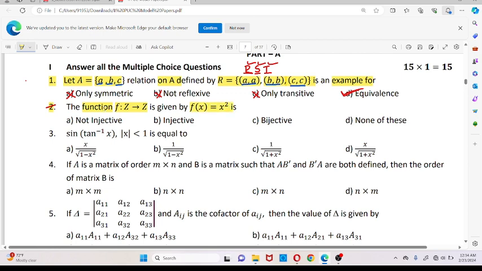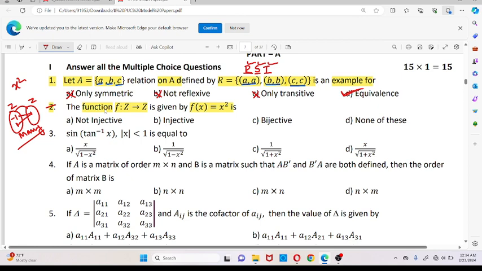Here the function is given by f of x equal to x square. So this function is which of the following, they are asking. See, since my function f of x equal to x square, the domain and codomain are the set of integers. Suppose I put x equal to -1, the square will be 1. Again, if I put x equal to 1, the square is also 1. Since it is not one-one, it is a many-one function.